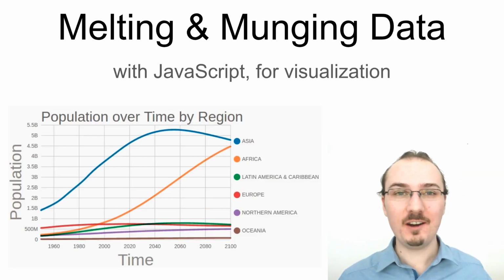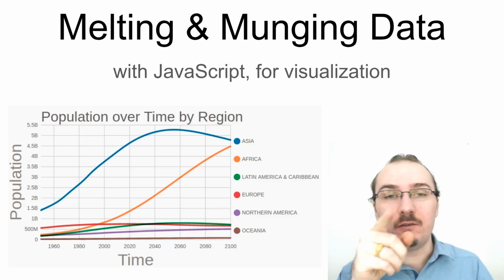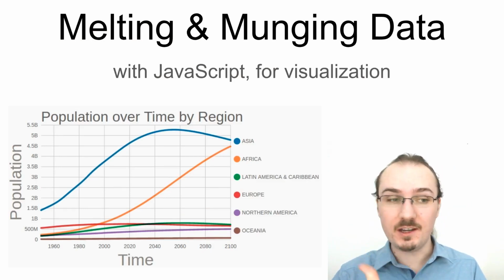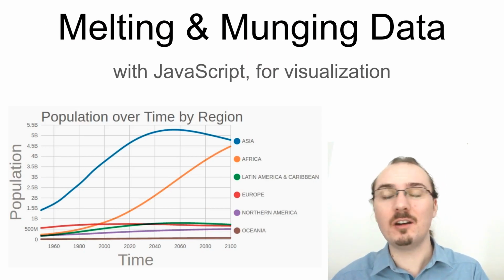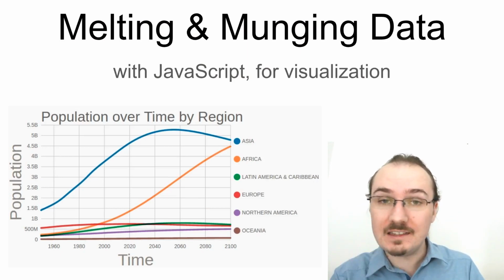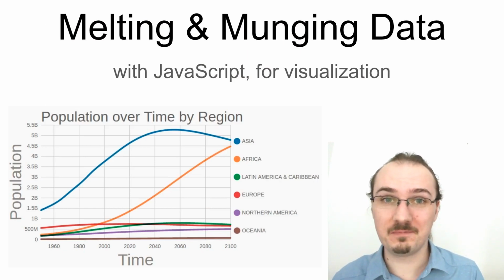Hello, Curran here. This video is about melting and munging data for visualization. We're going to make this line chart here from the United Nations population data, but it's not just making this line chart. It's all the melting and munging that needs to take place to get the data into the right structure to work with this line chart.